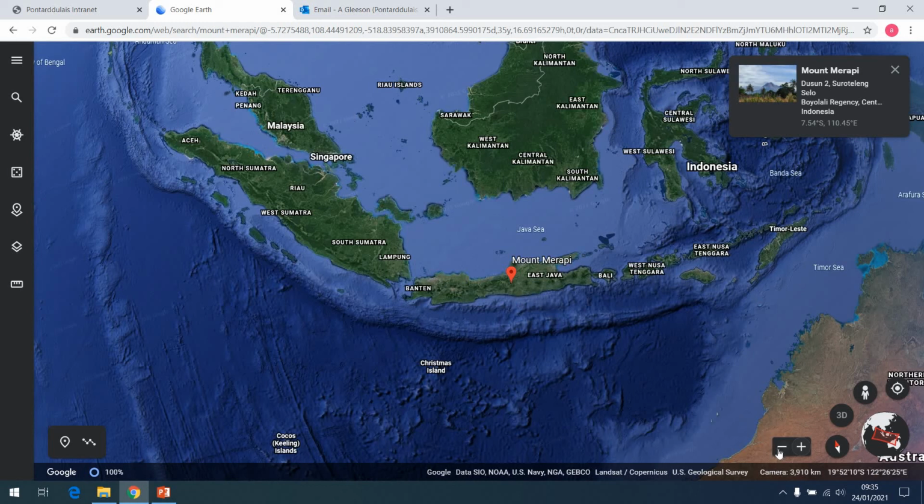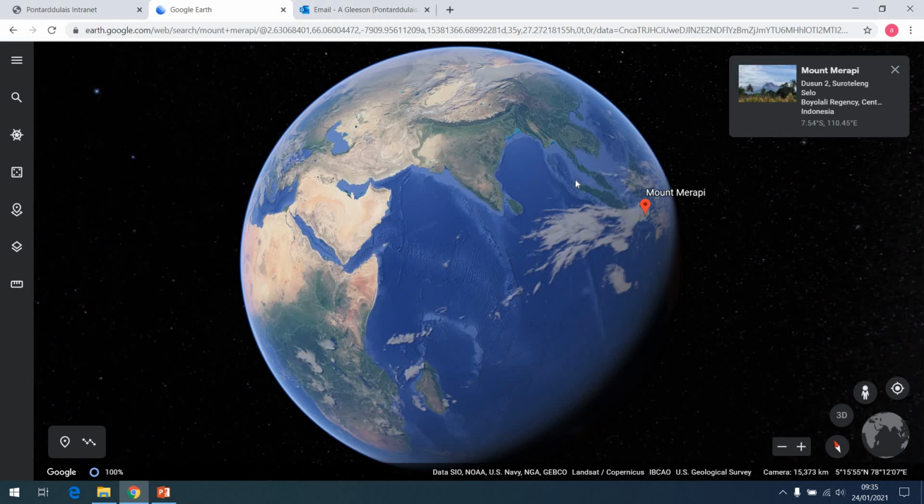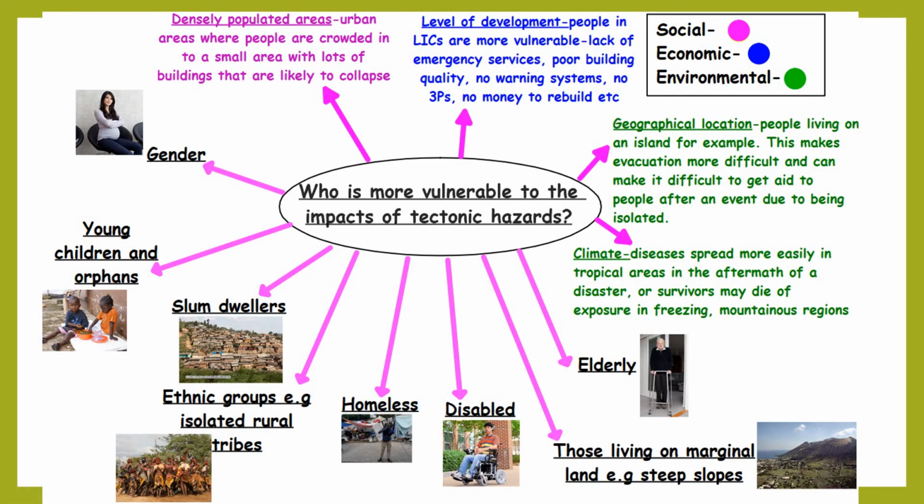Okay, and the part of the world that we're in, the equator is here. So you're only just south of the equator. This is going to be pretty warm in terms of climate, possibly with a wet monsoon type season at some point in the year. And what that is going to mean is, if we revisit the spider diagram on factors affecting vulnerability that we looked at before, it's an LIC. So poor quality houses, no warning systems, no money to rebuild. The cities on the island are probably very densely populated due to lack of planning permission. The location, it's an island. The climate, it's tropical. These ones wouldn't massively apply. You probably would have some shantytown dwellers as well, living in really poorly constructed shacks.